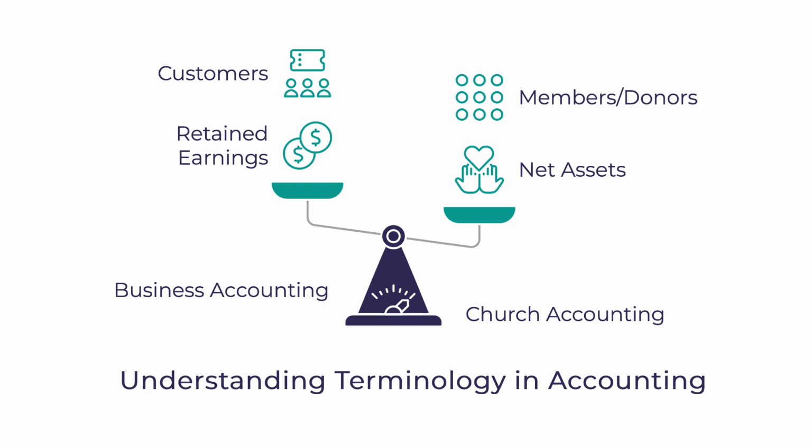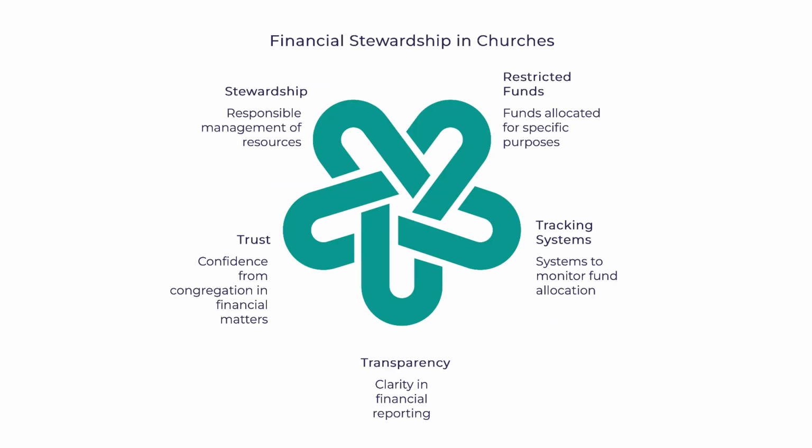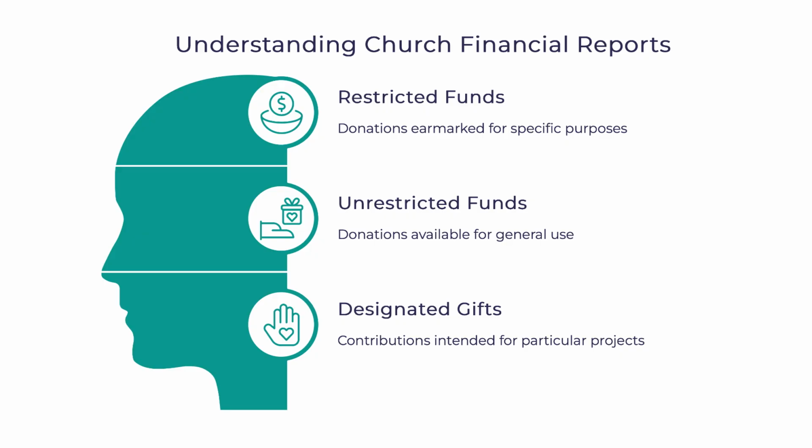That makes sense. It sounds like fund accounting requires extra attention to detail. It definitely does. Each restricted fund needs its own tracking system within the chart of accounts. This helps ensure transparency and maintains the trust of your congregation. It's not just about good bookkeeping. It's about being faithful stewards of the resources God has entrusted to the church. And I imagine this affects how churches report their finances too? Absolutely. Financial reports need to clearly show both restricted and unrestricted funds, making it easy for church leadership and members to see exactly how donations are being used and that designated gifts are going to their intended purposes.